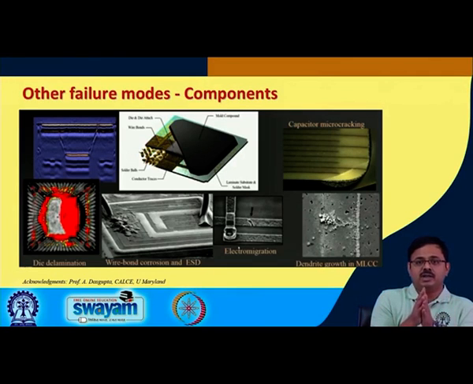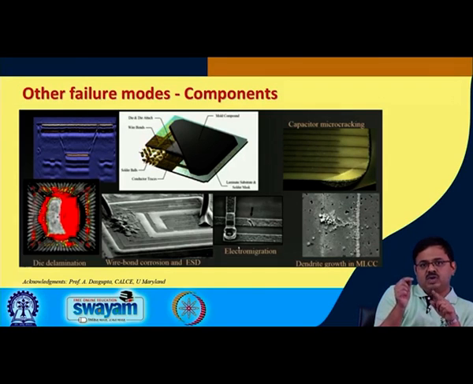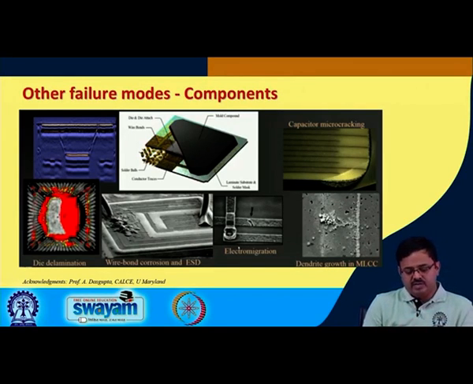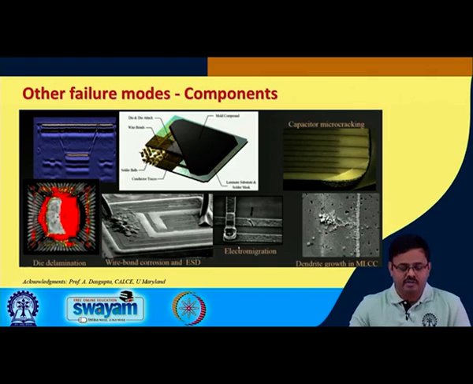We have not talked about them in detail, but what happens is, if some of the atoms of one component migrate into the other, it leads to what is called dendritic growth. Very, very common failure mode in lithium ion batteries. The cathode and anode, with time, can actually go through the separator membrane and lead to internal shorting. Electromigration, wire bond corrosion, very, very essential.